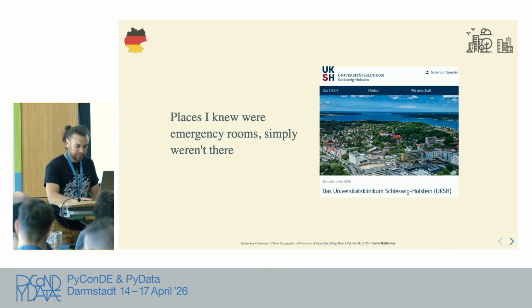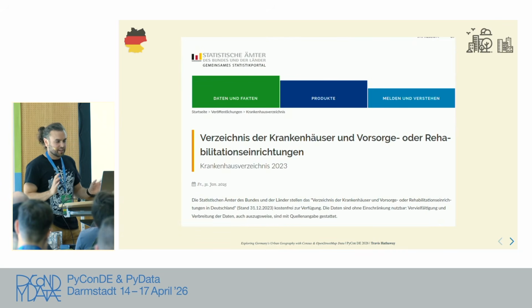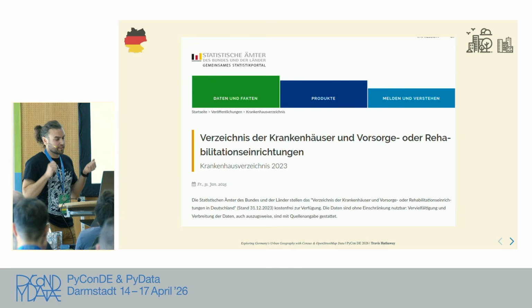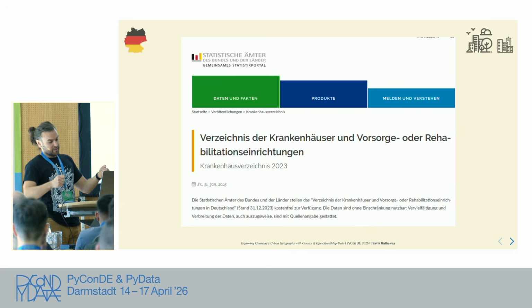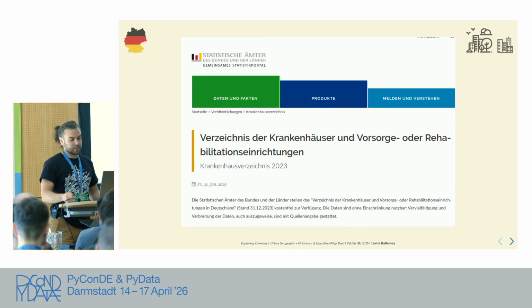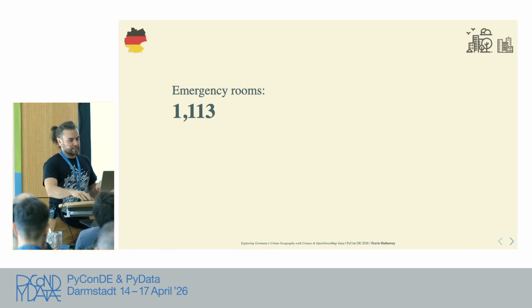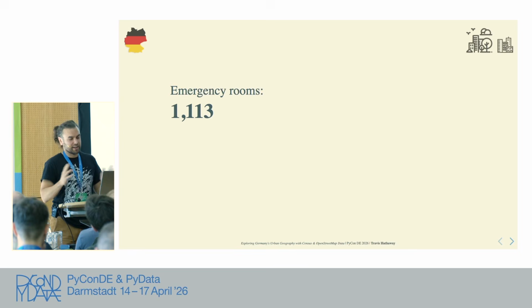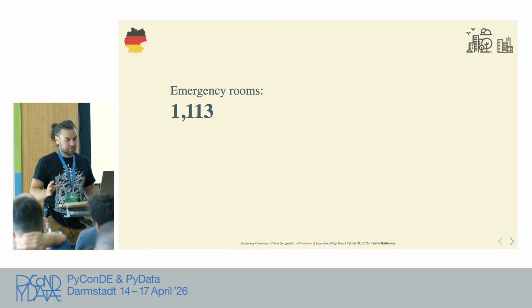And at that point, I kind of said, okay, I need to find a different data set for hospitals in Germany. But luckily, the German Statistics Department, again, came to the rescue and provided this wonderful data set, the Verzeichnis der Krankenhäuser, in Germany, and this is a really cool Excel spreadsheet data set that gives you all the different hospitals and clinics in Germany. And after I got done doing my analysis and figuring out how many emergency rooms there are in this data set, it was 1,113. So this is clearly a difference from the OpenStreetMap data.